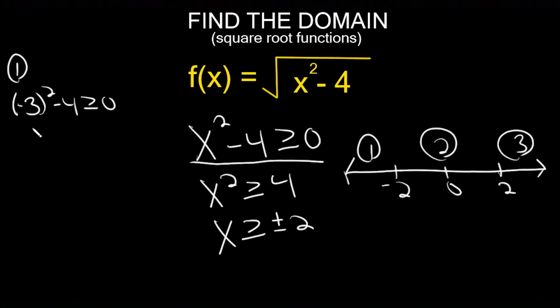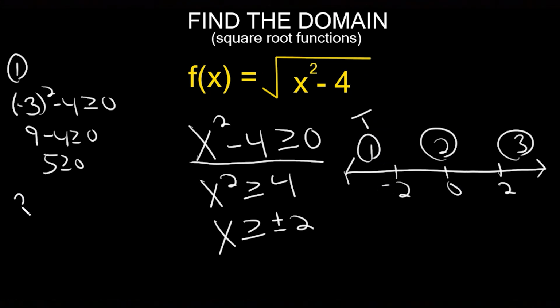This ends up giving me 9 minus 4 greater than or equal to 0, and I get 5 is greater than or equal to 0. That's true. So this region right here is going to work. Region 1, I'm going to put true. Okay? Now I'm going to test region 2.